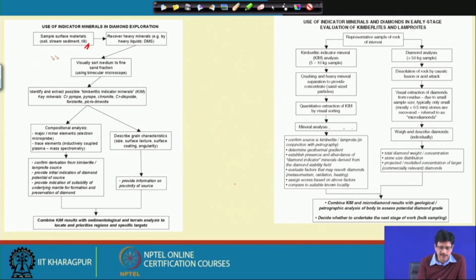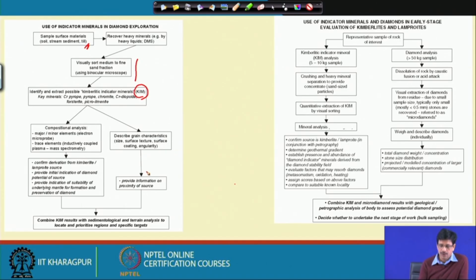So, sample surface materials, soil, stream sediments, recovery of the heavy minerals by the method that we described before, visually sort the medium to fine sand fraction, and then identify and extract the possible kimberlite indicator minerals. These kimberlite indicator minerals are such as chromium pyrope, chromite or chrome diopside, forsterite sometimes, and even picroilmenite. Do their composition analysis, the major mineral elements by electron microprobe, trace elements, and describe the grain characteristics, the size, surface texture, surface coating.